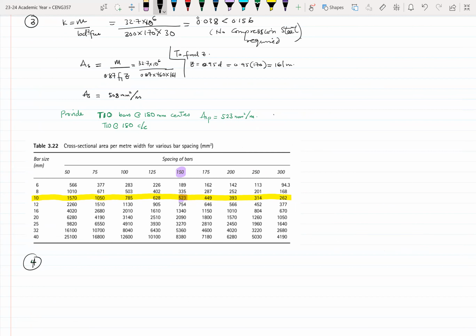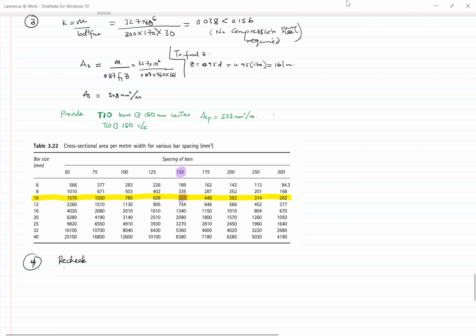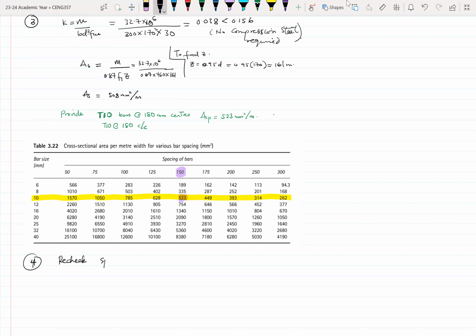Now we have enough information to check if our span to depth ratio that we chose was fine. We chose a depth of 170, so we can go back. Since now we have enough data to do the proper analysis, we can go back and do all of that. All right. So here, let's say recheck span to effective depth ratio.